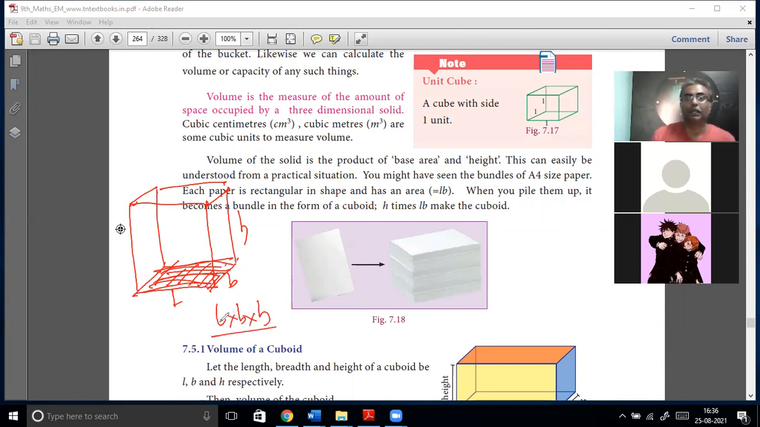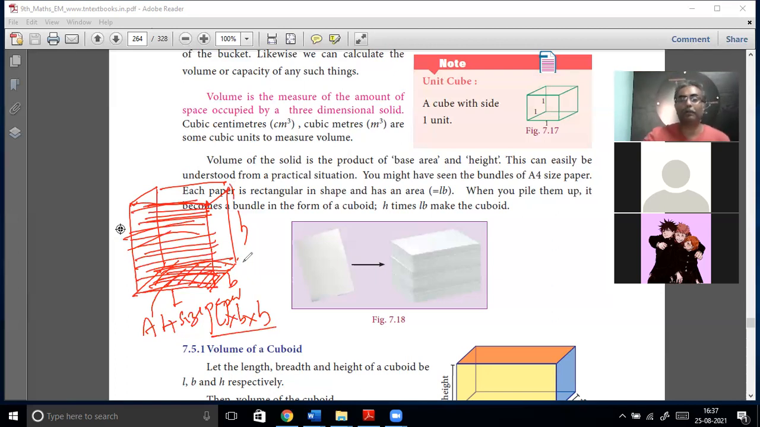That is the thing. So suppose this is an A4 size paper. What you get is you keep on stacking more paper, more paper, more paper. So much height you get. That is the whole idea of volume.